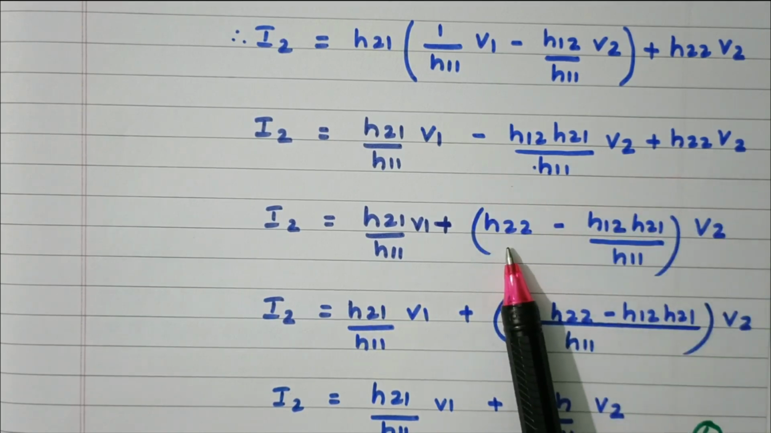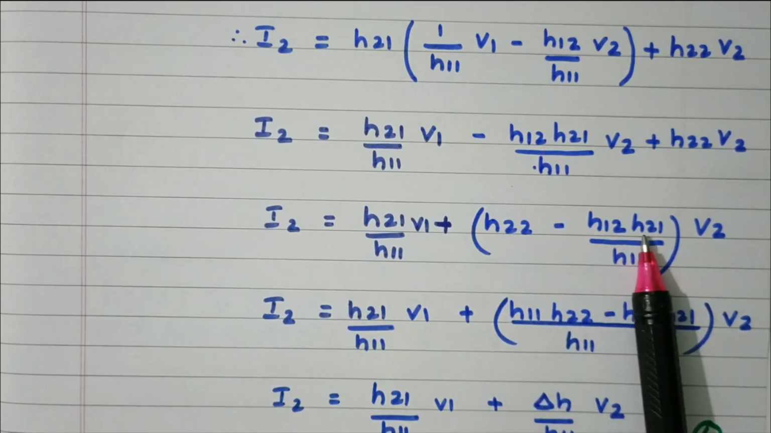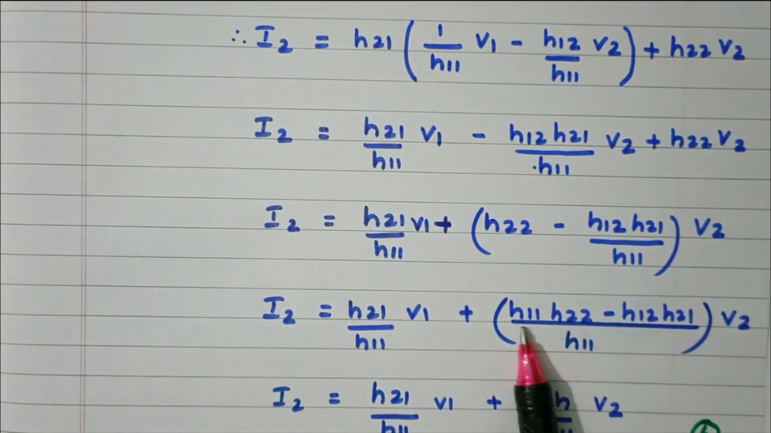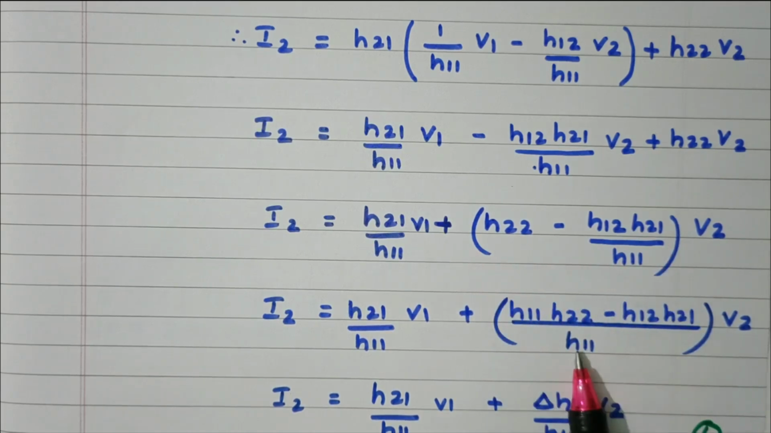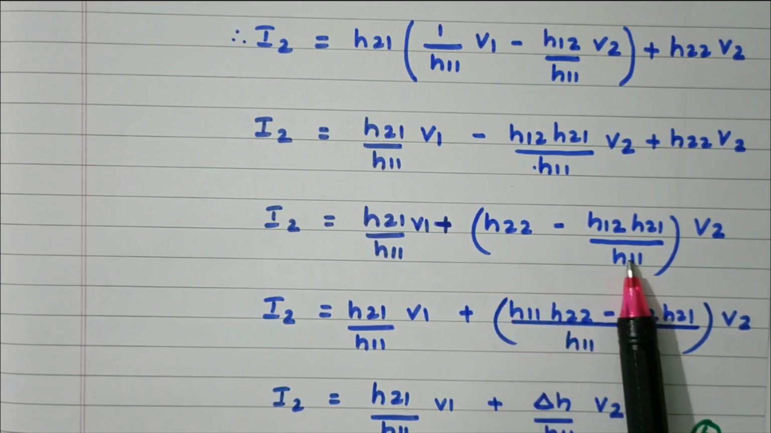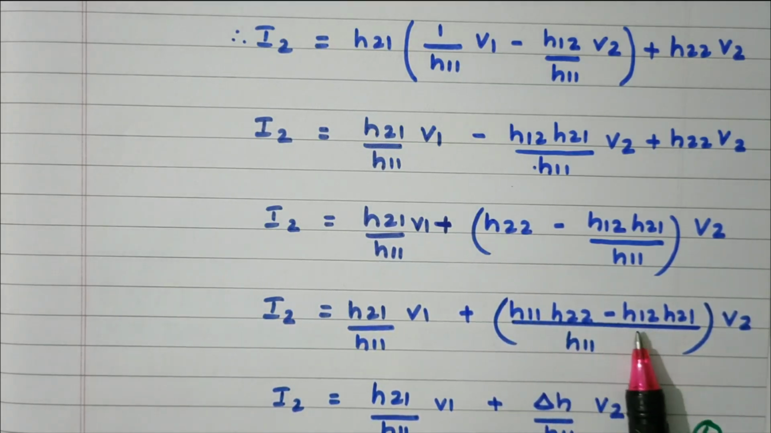So this term is written first, the next term is minus H12 into H21 divided by H11. Now we'll take the LCM between these two terms. While taking LCM, this 1 is available here, nothing is available in the denominator, so we have to multiply with this. H11 into H22 minus H12 into H21 into V2.